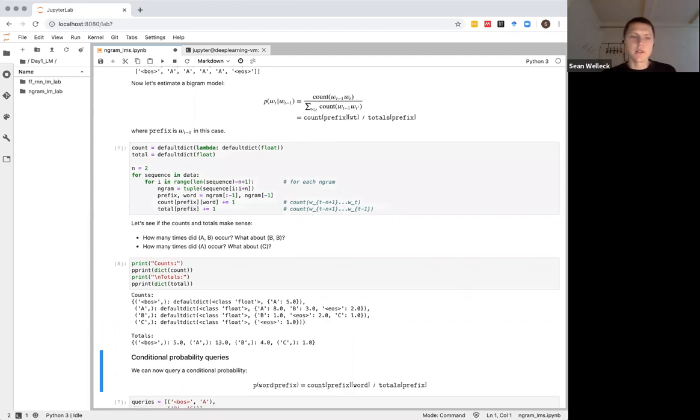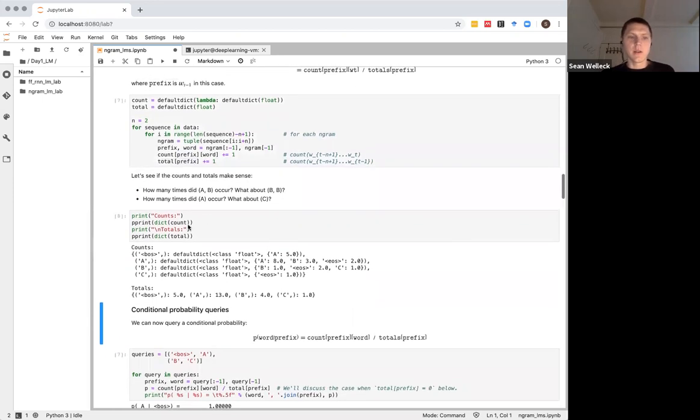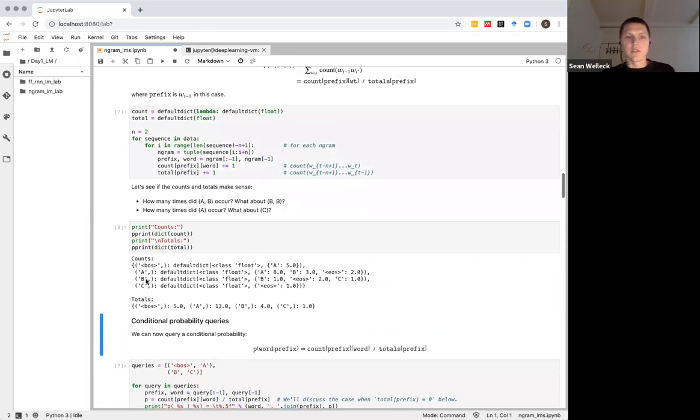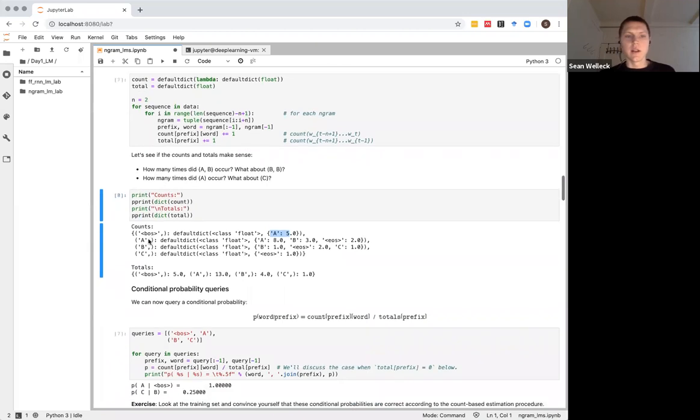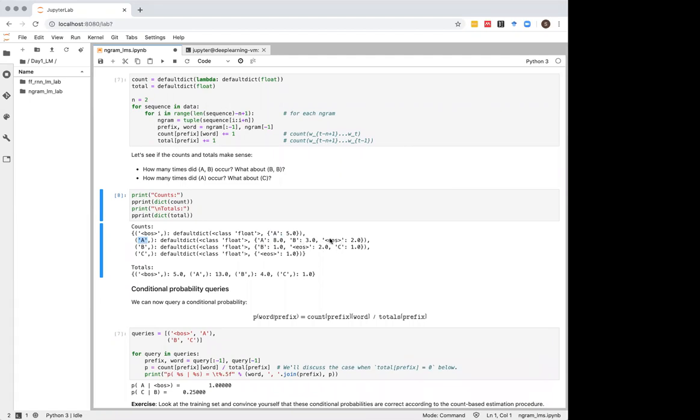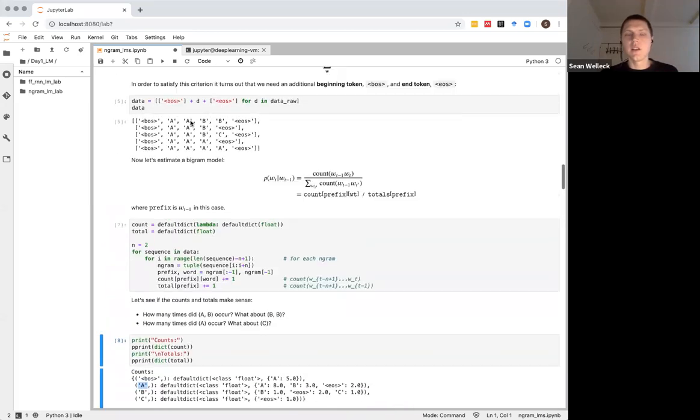Okay, so after running through this, we can see, for instance, how do we read this? Given beginning of sentence, there's 5 occurrences of A, which makes sense if you look at our data set. Given A, there's 8 occurrences of A, but also some occurrences of B and end of sentence, which again, if you look at the data set, you can see that sometimes following A is B, sometimes an A follows, and sometimes end of sentence follows.